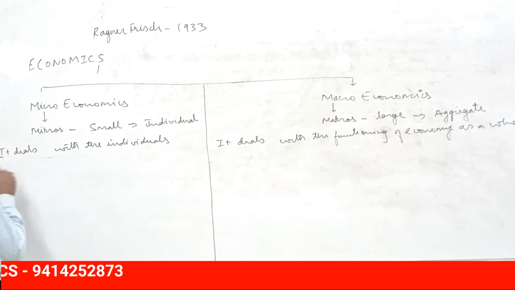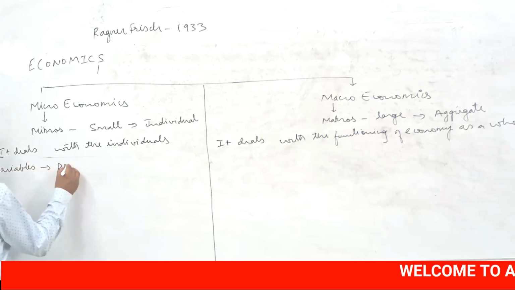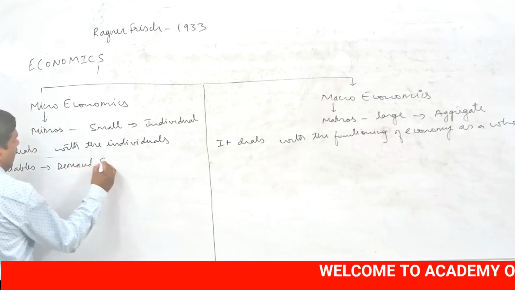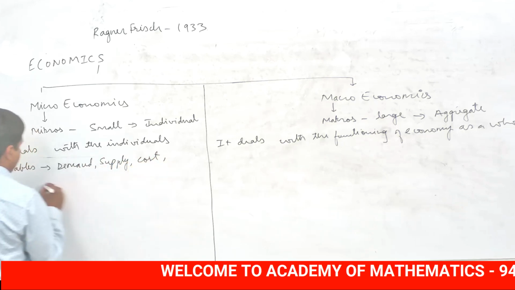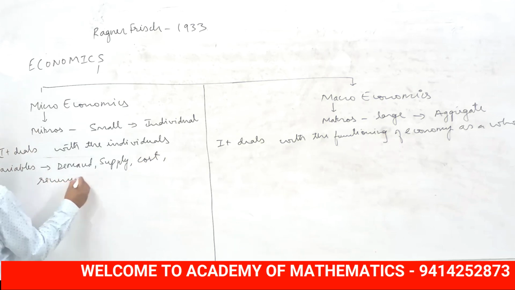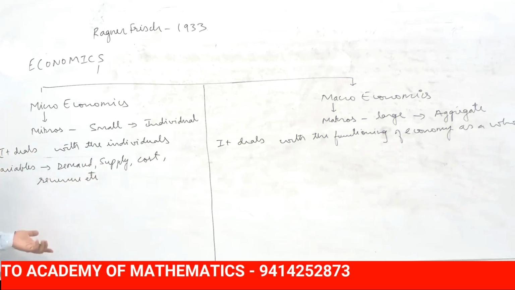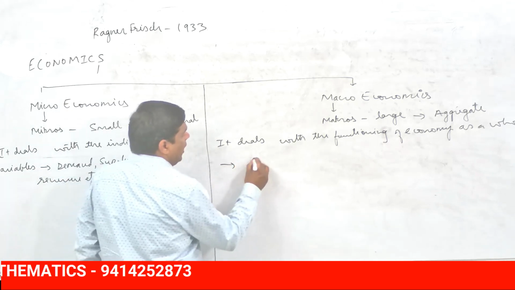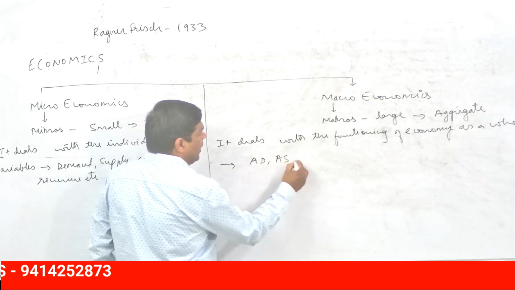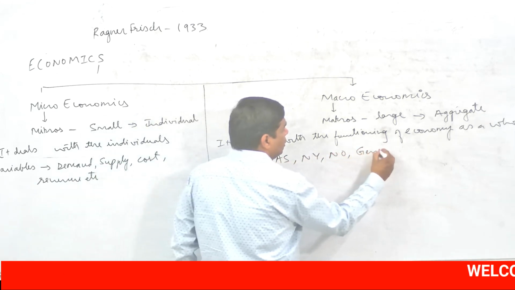Now the third point is variables. Microeconomic variables are demand, supply, cost, revenue, etc. These are, we can say, the microeconomic variables. While macroeconomic variables are aggregate demand, aggregate supply, national income, national output, general price level.